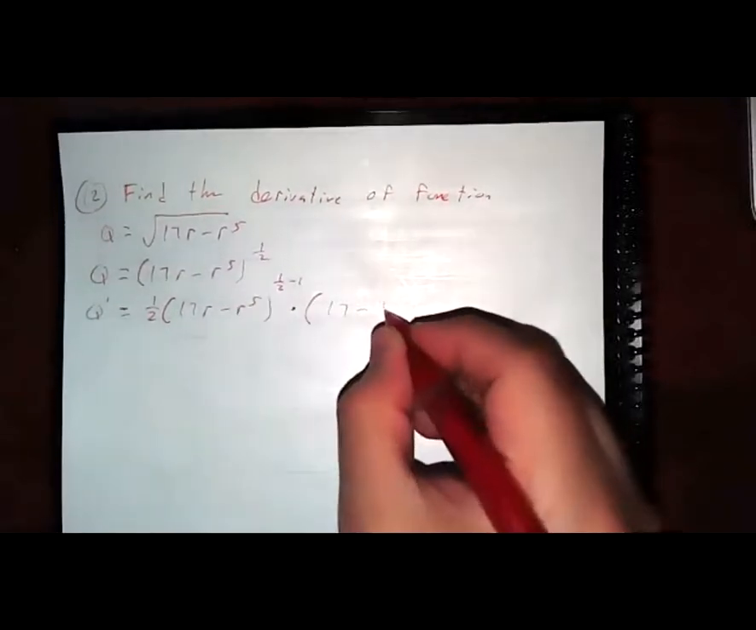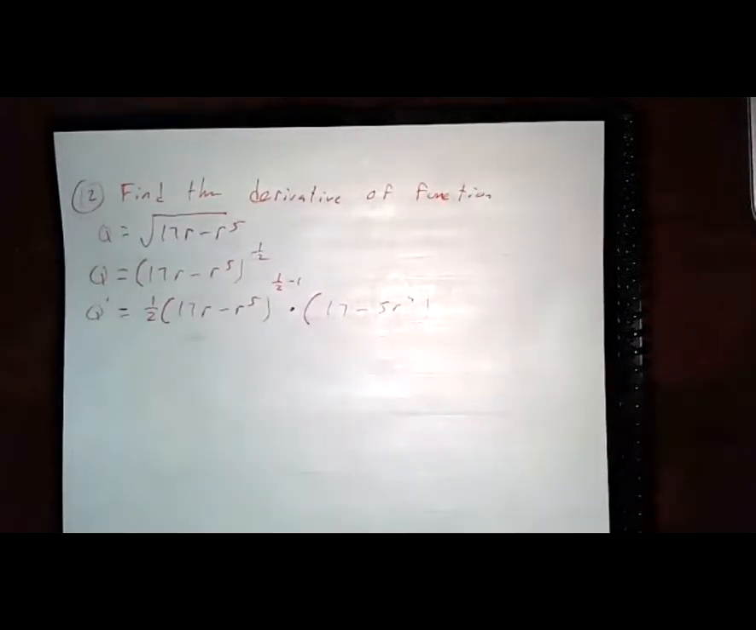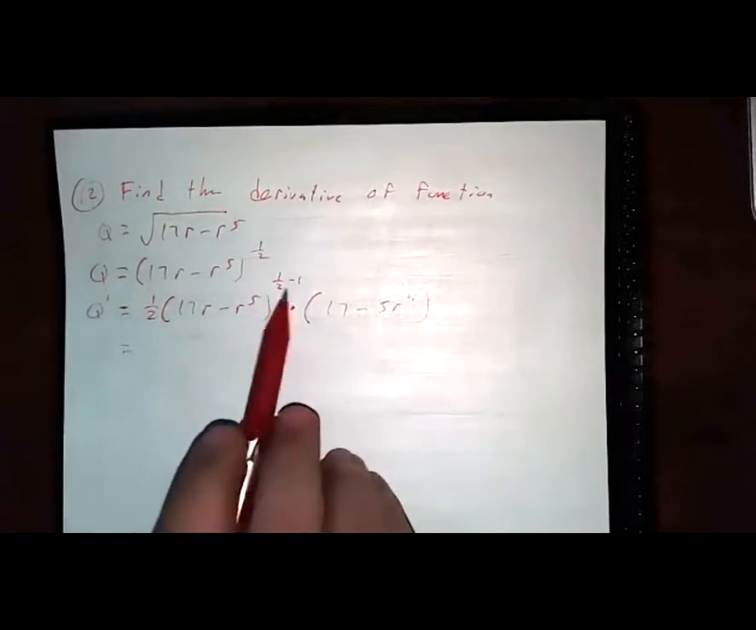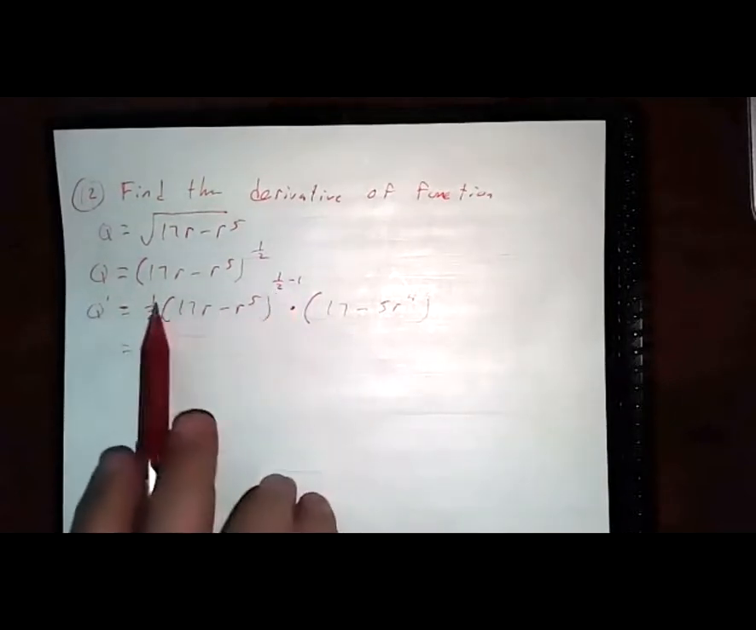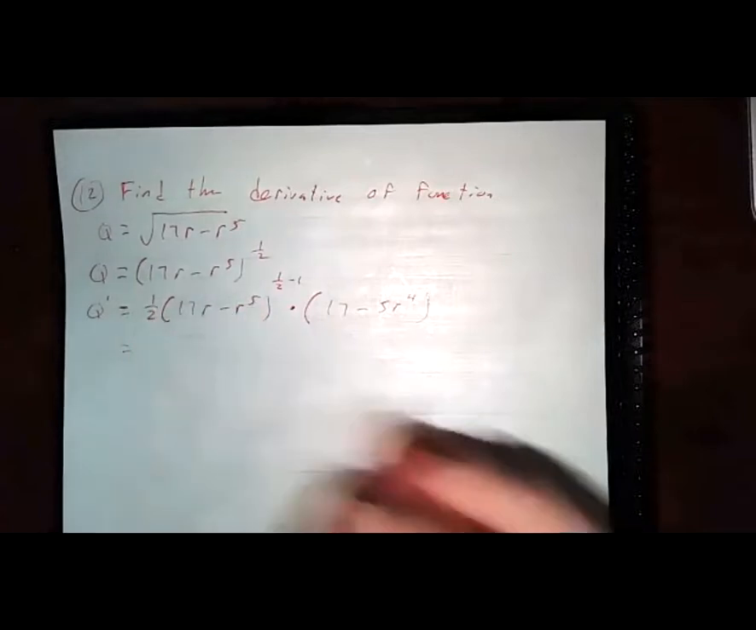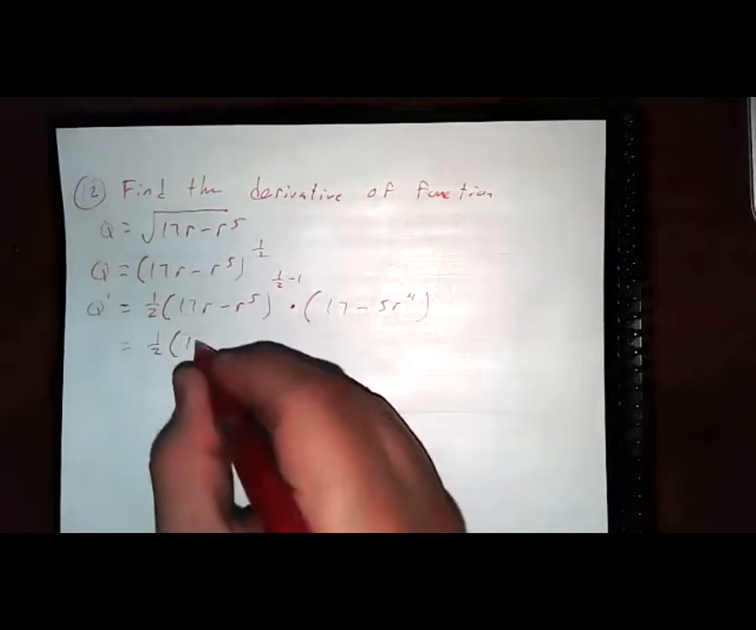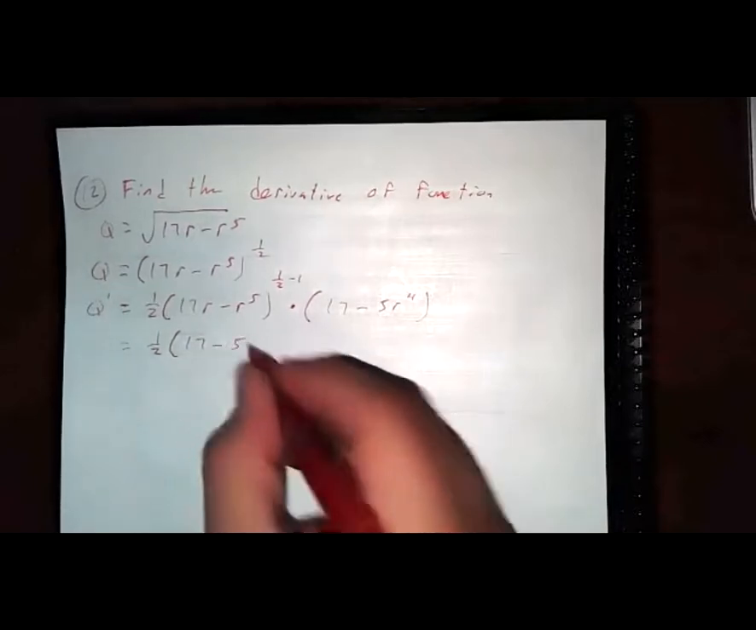Derivative of 17r, derivative of r to the fifth. So at this point, the derivative is done. You just need to do some algebra. So this will be a negative 1/2, so this will become a negative power, to bring this whole piece to the bottom. So we're going to get 1/2 times this part. This stays on top.